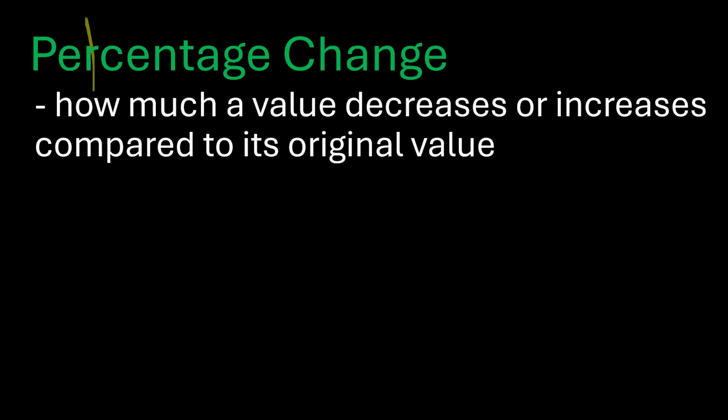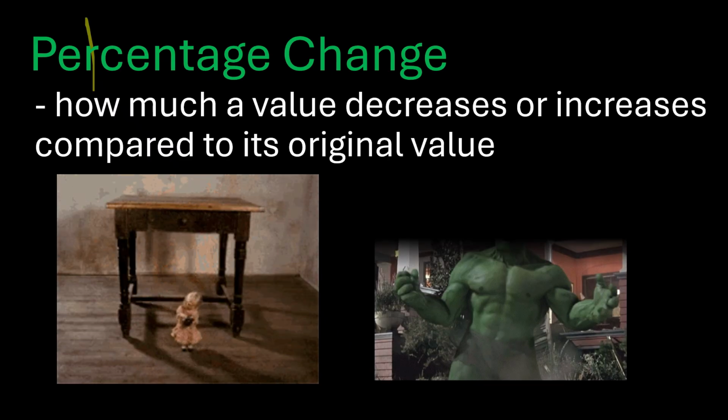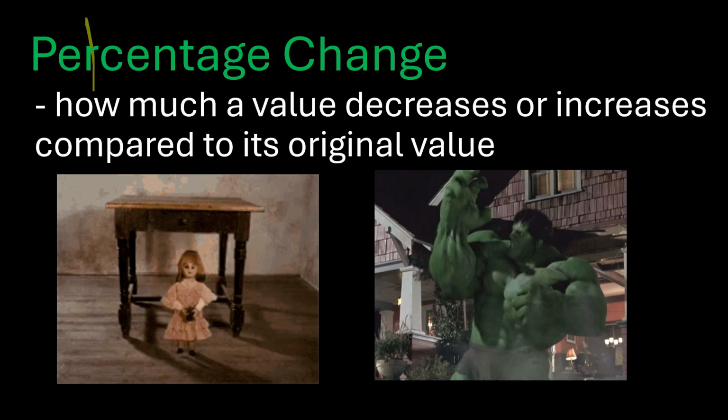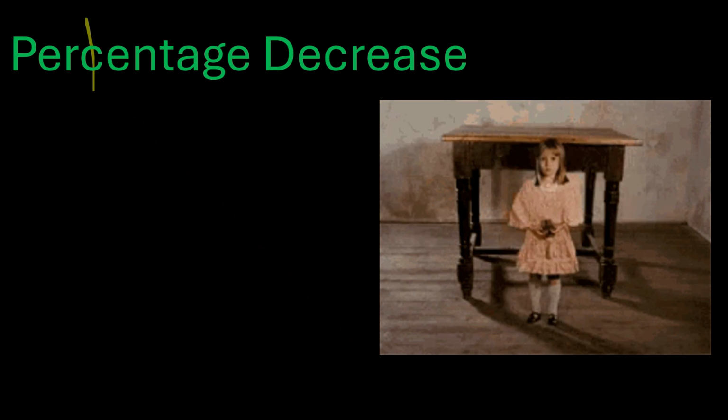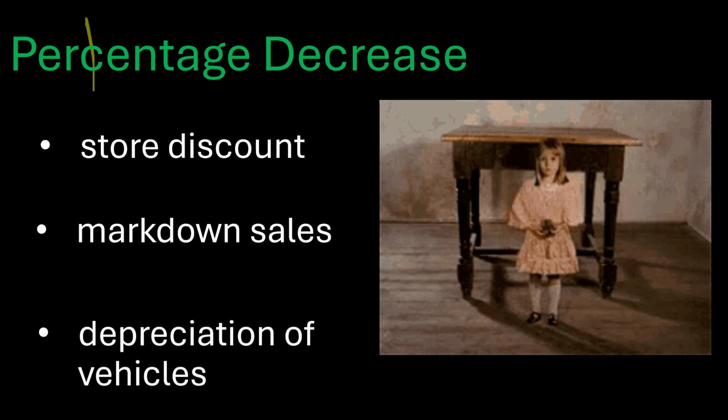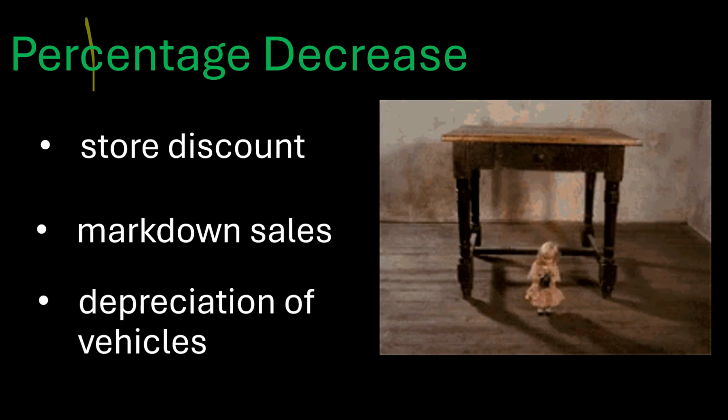So what does this have to do with percentage increase and decrease? Great question. Now that we understand percentages, we're ready to discuss percentage change. Percentage change simply describes how much a value decreases or increases compared to its original value. There are only two possibilities. The value gets smaller or the value gets bigger. Let's start with percentage decrease. A percentage decrease happens when a value becomes smaller than its original value. Examples include store discounts, markdown sales, and depreciation of vehicles. When something decreases, we remove a certain percentage from the original amount.